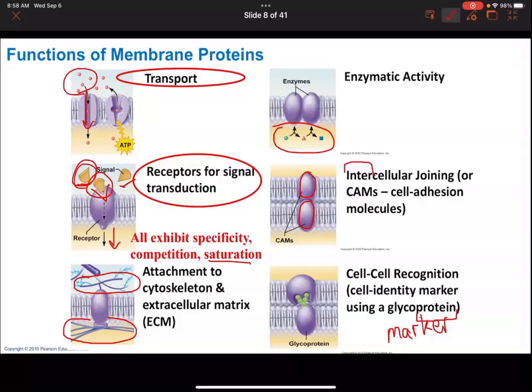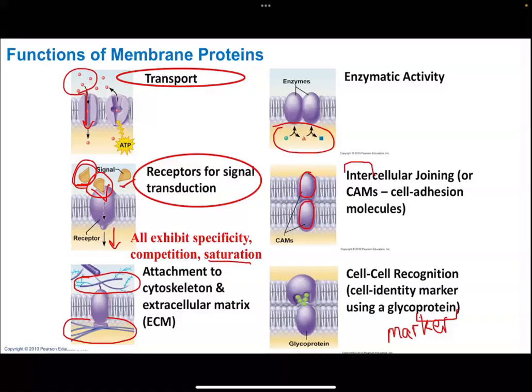These are the functions of different membrane proteins that are really important for cell function and for allowing things to get in and out of the cells.